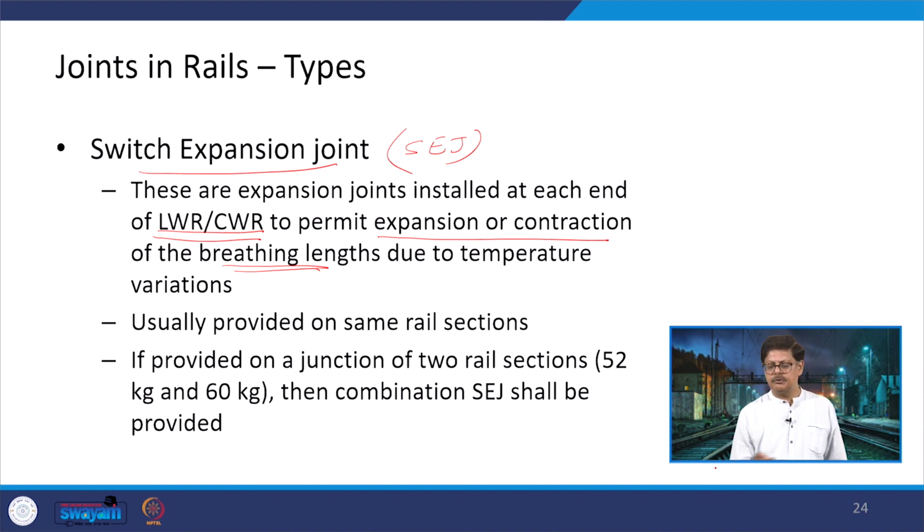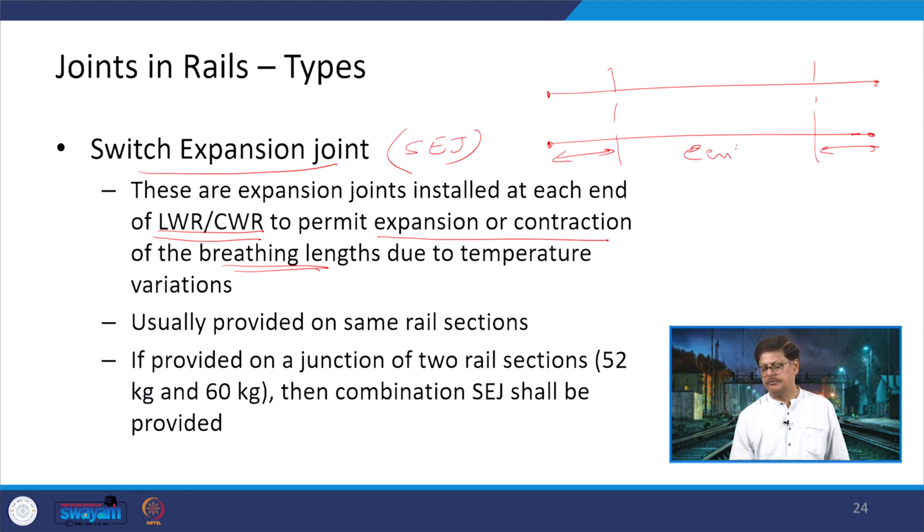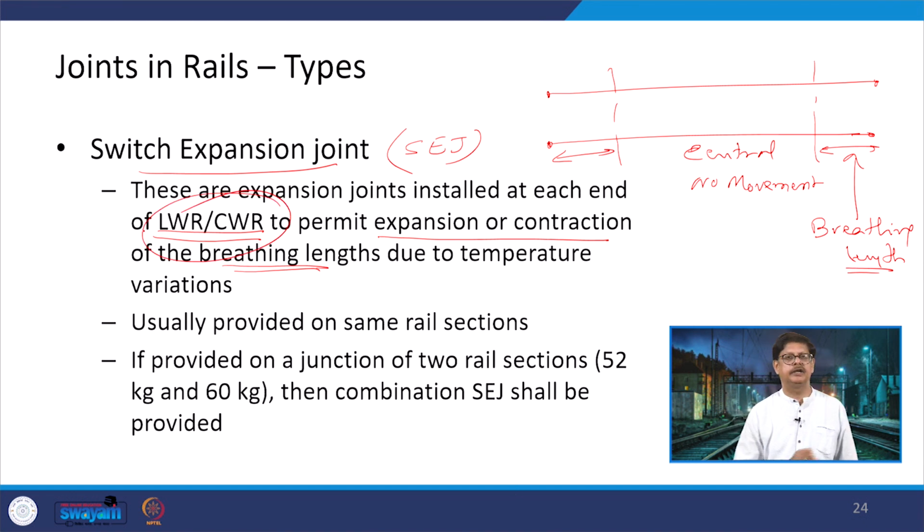But if you are talking about this LWR, suppose this is an LWR track and this one is a rail joint, this is another rail joint, it is going to be more than maybe 10 rails altogether. So, only in some portion at the rail ends there is a movement, and in the central portion there is no movement. So, where this movement is coming, this is defined as breathing length. Again, we will be discussing this breathing length and how to calculate the breathing length when we will be talking about the LWR and CWR.